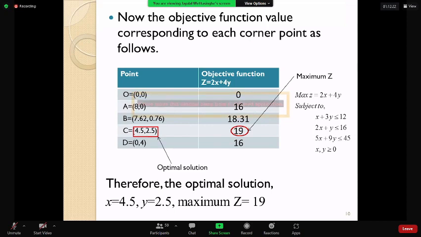Okay, so this is the method of using the graphical approach to find the optimal solution to a problem. But the problem is that we can use this method only for problems with 2 variables, because we have only x and y in the graph sheet. If it is 3 variables, we cannot use the graphical method. Okay, so any question at any point from this example?